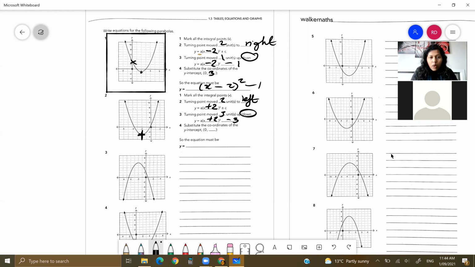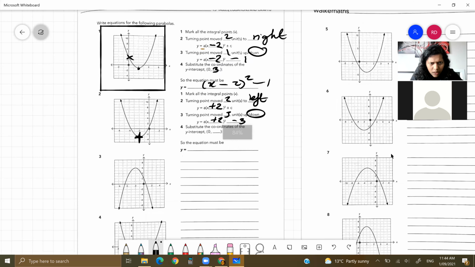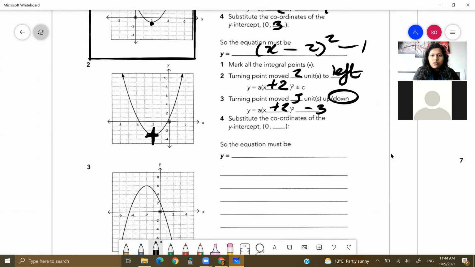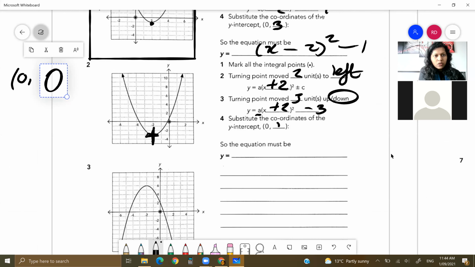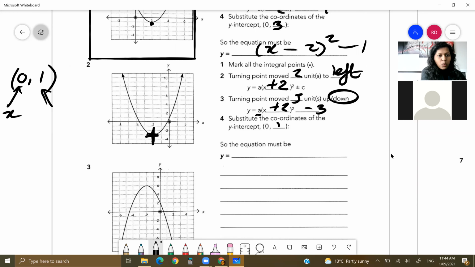All right, and the y-intercept I can see goes through 0. Let me make it a bit bigger. I think it's 0, 1. Yeah, it goes through 0, 1. So I'm going to substitute that in and work out what my a is. The y-intercept is 0, 1. So what that means is when x is 0, y is 1.